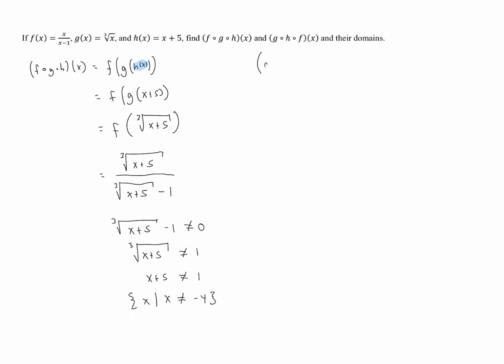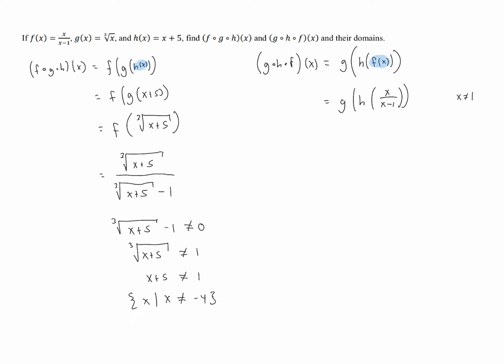We also are supposed to find g of h of f of x, which we can also write like this, g of h of f of x. And again, we're going to start working from the inside out. We need to plug in f of x inside that composition. And f of x is the rational function, x over x minus 1. So already we know that x can't be 1 because that would give us a 0 in the denominator, and we would be asked to evaluate h at something that's undefined. So already we know x can't be 1.